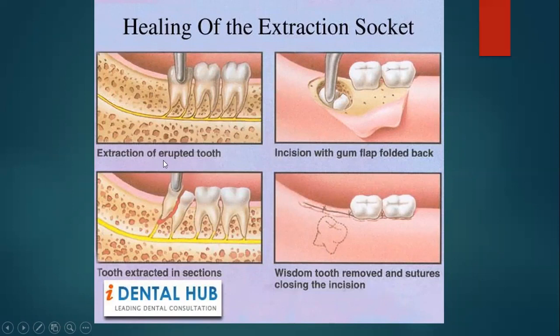So first you have extracted the erupted tooth with the help of forceps and elevators and the tooth burr, and then you section the tooth basically and remove the overlying bone. The gum incision is given with the gum flap folded back. Then the tooth is extracted in sections with the help of an elevator, and then you have to suture the wounded area. Wisdom tooth is removed and the suture closes the incision.